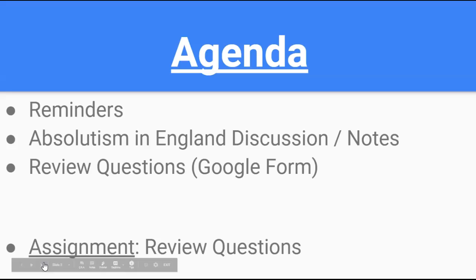So the plan for today and what this video is going to take you through is, first I'll give you a couple of reminders. After that we'll take some notes on the rest of the story of absolutism in England after King James I, King Charles I, what happens next. And you'll take some notes on that, so make sure you take out a piece of paper or a Google Doc wherever you're taking notes.